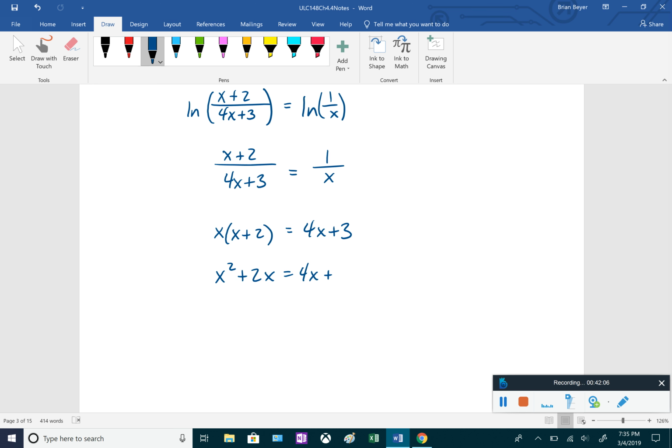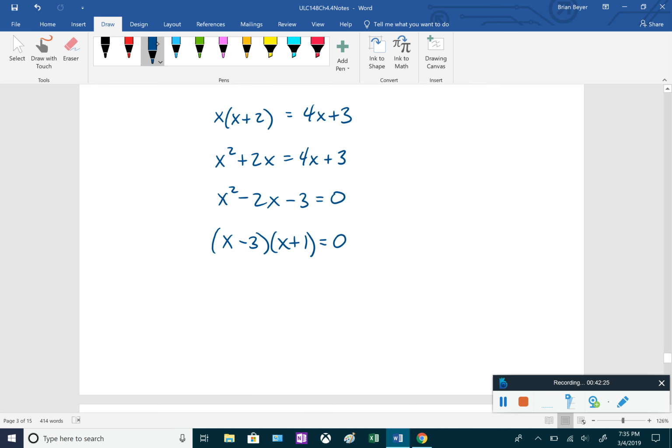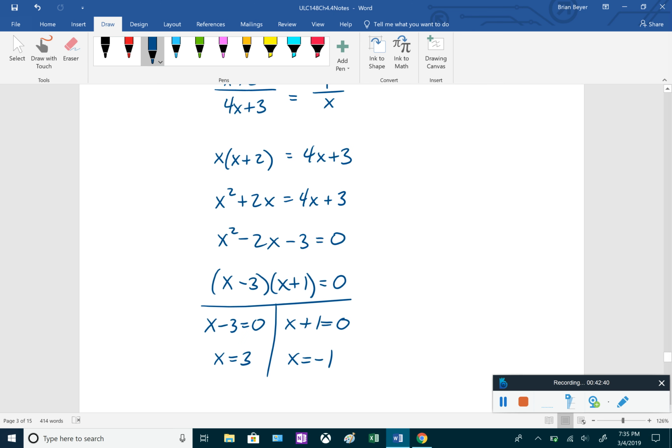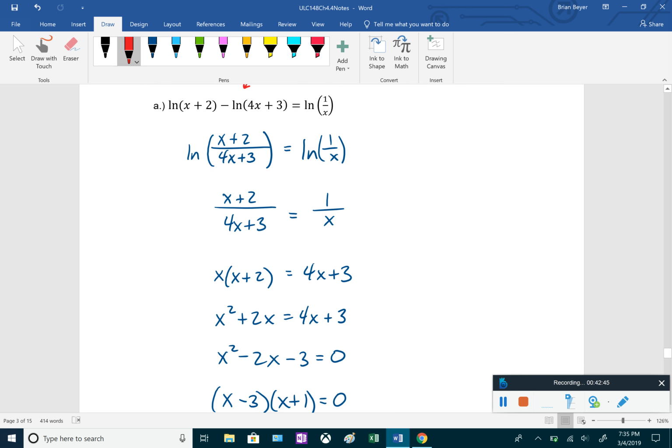Let's get everything on one side and set it equal to 0. So I'm going to subtract 4x and subtract 3, x squared minus 2x minus 3. And then we hope it can factor, and it indeed can factor. We get x minus 3 times x plus 1, 2 numbers that multiply to negative 3 and add to negative 2. So that's going to give us either x minus 3 equals 0 or x plus 1 equals 0, which is x equals 3 or x equals negative 1. Okay, so hopefully that's not too bad, but we have to check it, unfortunately.